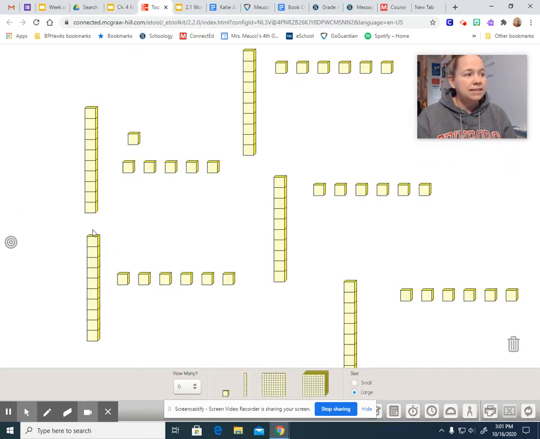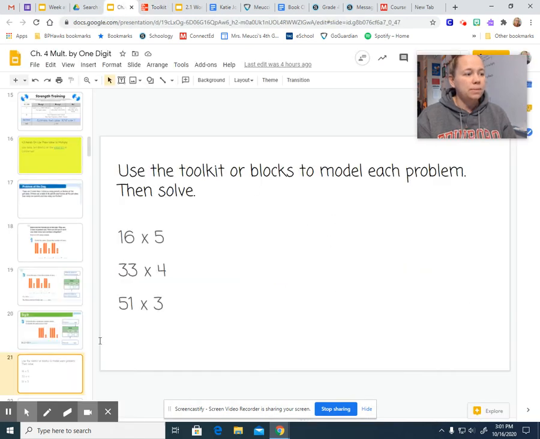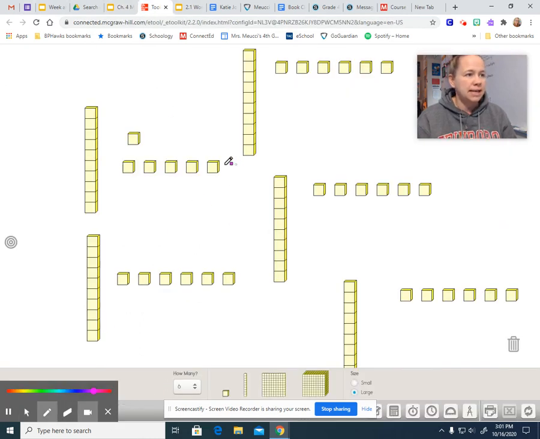So we have 10, 20, 30, 40, 50. So I'm going to go back over here and I'm going to write 50. Just make some notes here. So we have 50. And then we need to see how many ones do we have. So let's count. We have 6. So we have 6 plus 6 plus 6 plus 6 plus 6.